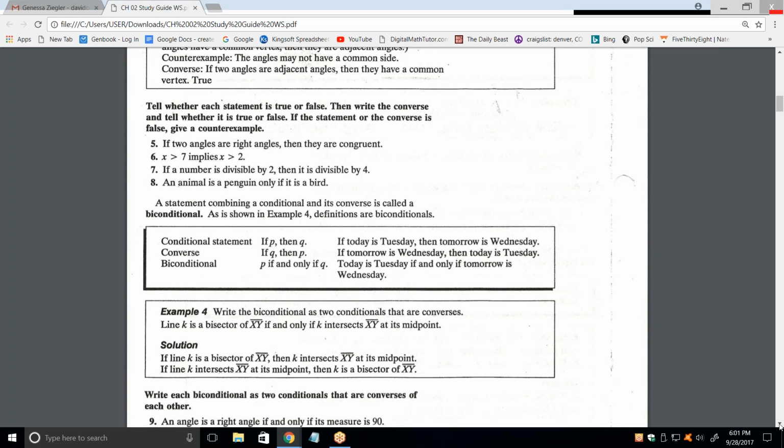Apologize. I would have had you do that otherwise, but I gave a counterexample, which was that the converse is false because I could have two angles that were 30 degrees, which would make them congruent, but certainly not right. Okay, number 6.